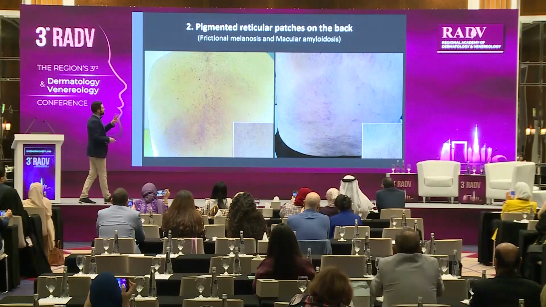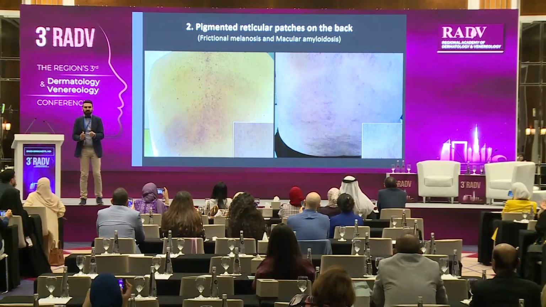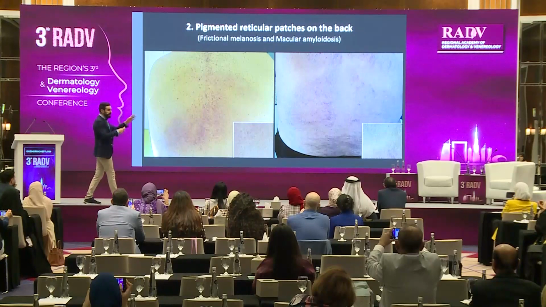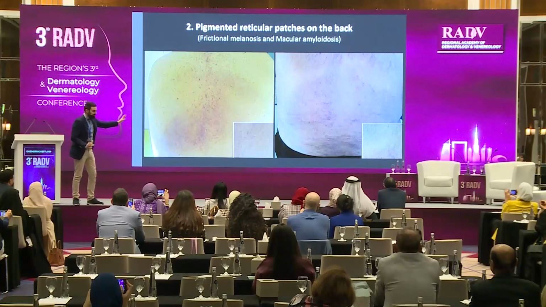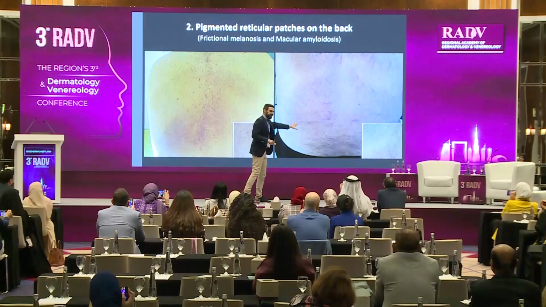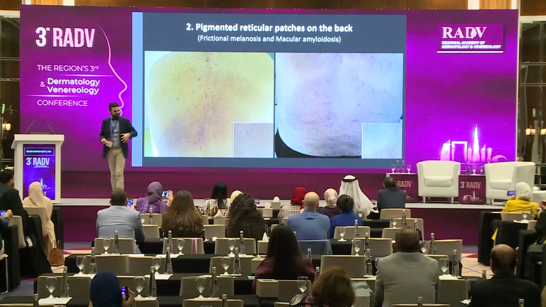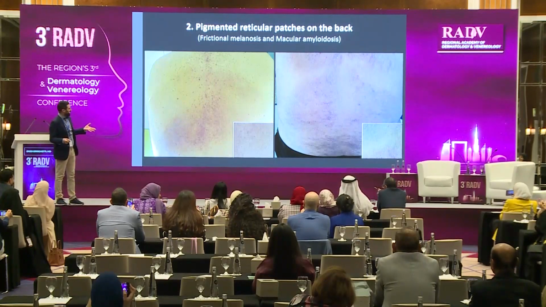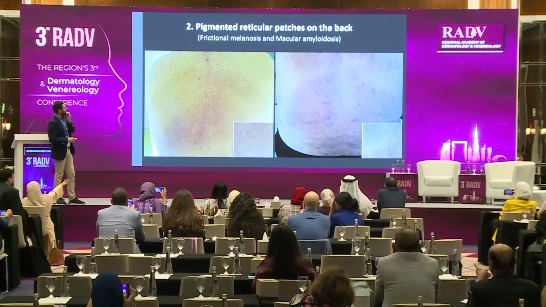The second group of conditions, pigmented reticular patches on the back. Here, the differential diagnosis is only between frictional melanosis and macular amyloidosis. But without dermoscopy, it's nearly impossible to say which one is which. This one? Amyloidosis. Okay. And this one? Do you agree? Why? You have to teach me. Okay, we will see. I don't remember, honestly.